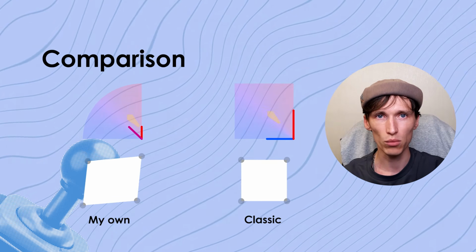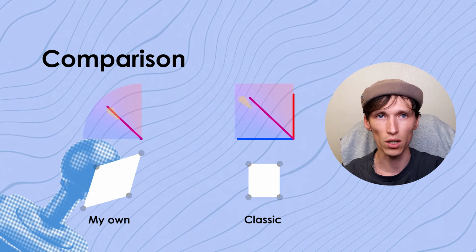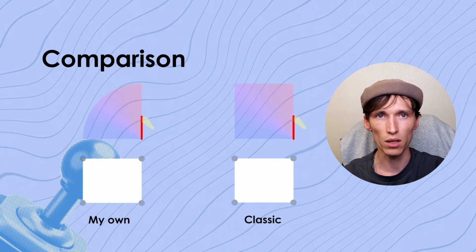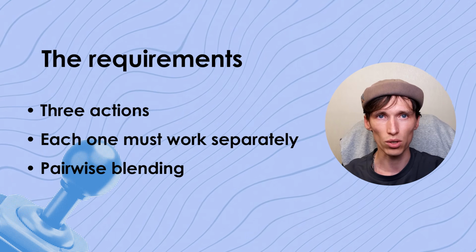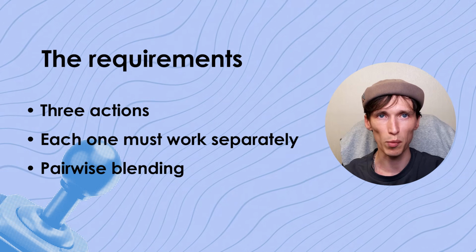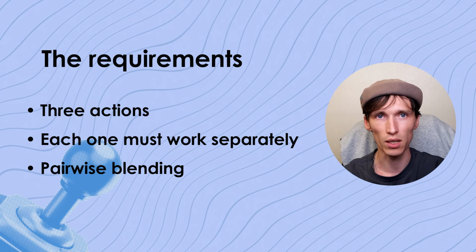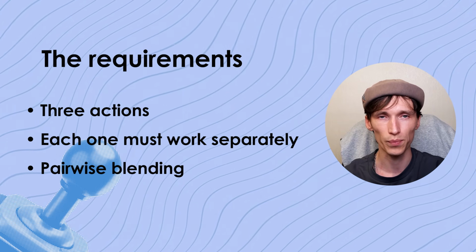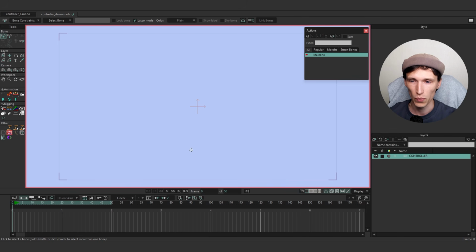Now let's define what we need. We'll need three actions: vertical, horizontal, and diagonal. Each of them should work independently, and blending occurs in pairs, horizontal with diagonal, diagonal with vertical, and vice versa as well. Let's start with two bones, X and Y, which will change their scale depending on the movement of the controller bone along the X and Y axes, respectively.